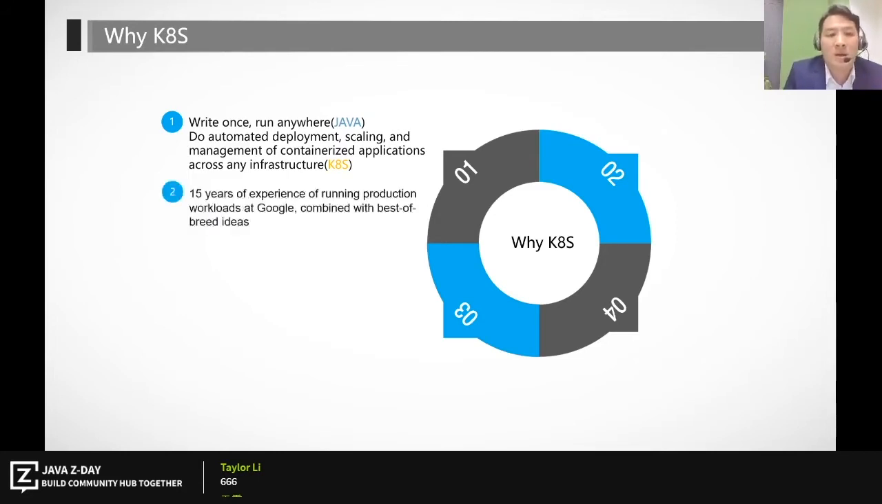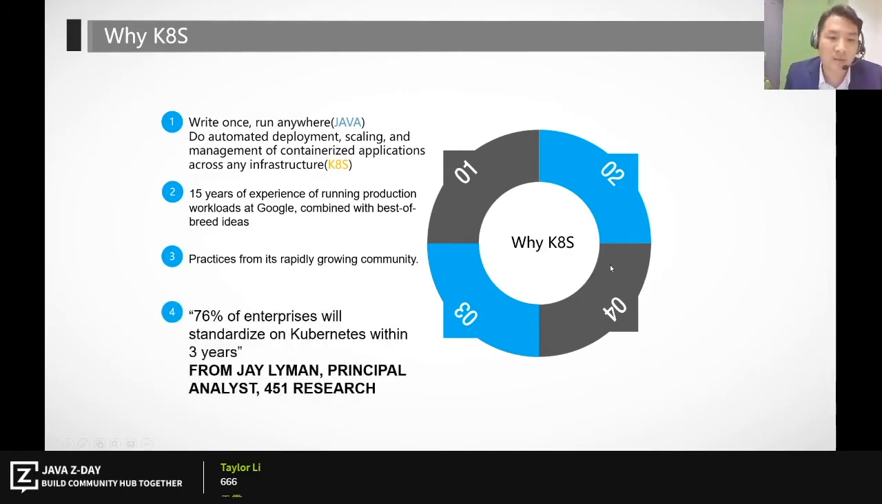Second, the idea is from Google. Google has more than 15 years of experience running production workloads. Third, the community is growing very fast. There's a lot of community around Kubernetes. At last, the very important thing: more than 70% of enterprises will be using Kubernetes within 3 years. That's from a research company. So Kubernetes is very important now.